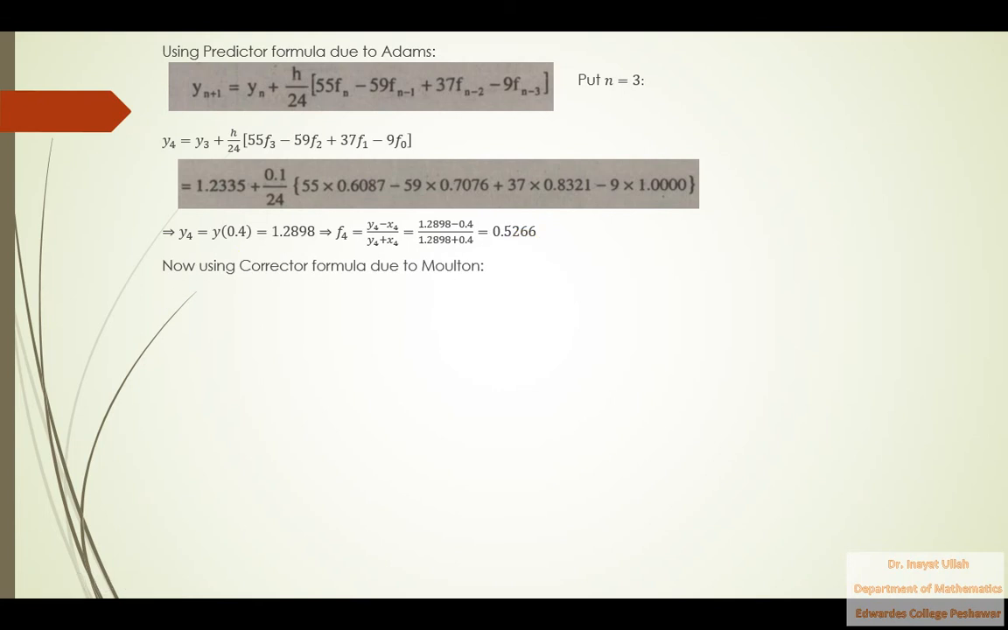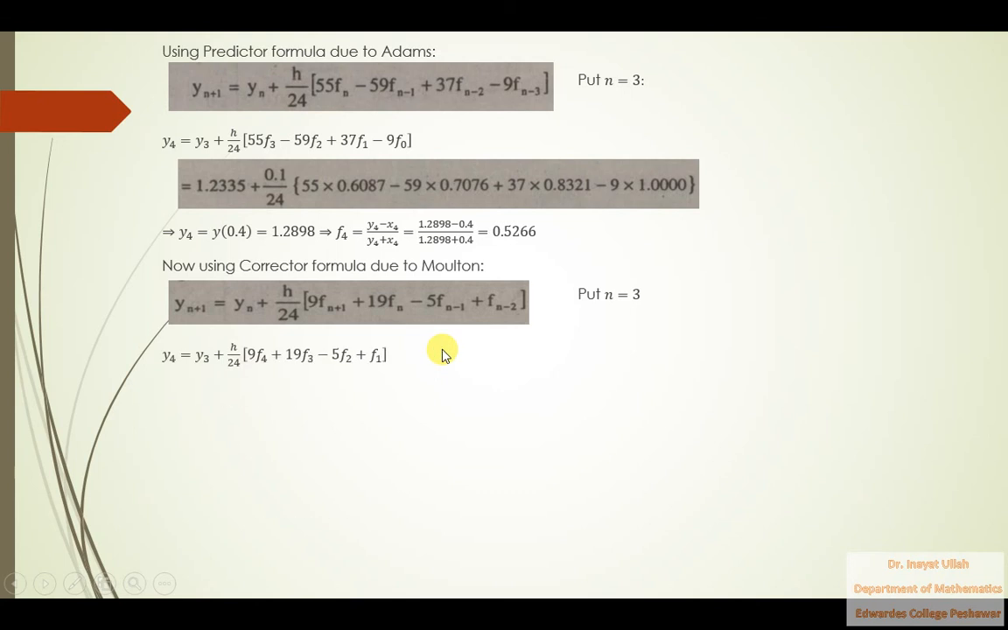Now using the corrector formula due to Moulton, this is the corrector formula, put n is equal to 3 in this formula, we will get this equation. That will become y4, that will become y3, that will become f4, that is f3, that is f2, and this is f1. Now putting all these values, we have calculated y4 from the predictor formula. Y4 is 1.2898. Now put this y4 in the function to get f4. So f4 will be 0.5266. This is the value of f4. So replacing f4 by its own value, f3 and f1 by their values from the table, this is again y4.